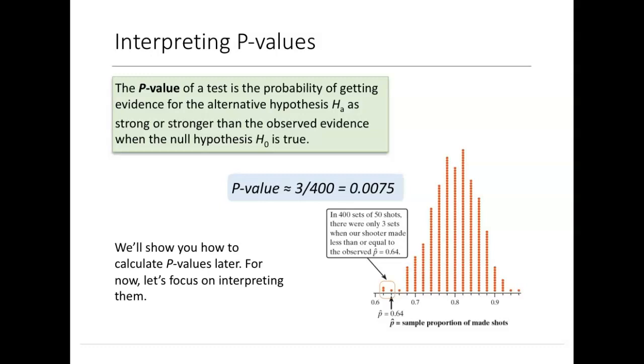So I'll talk about how to actually calculate these p-values later, but right now we just want to interpret it. And so a p-value, again, is just a conditional probability. So p is the probability that you get that sample, that p hat, given that H null, the null hypothesis, is true. So how likely are you to get the sample that you got if the null hypothesis were true?